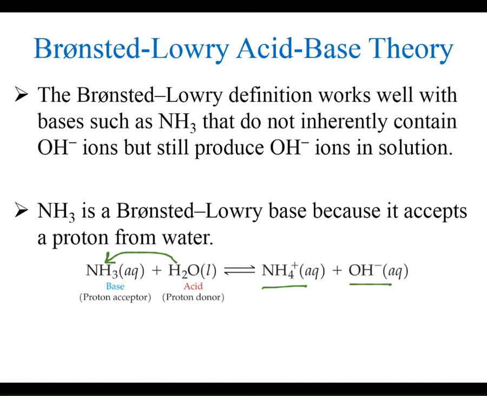Whichever one goes up by an H plus was the acid. Whichever one goes down by an H plus was the base. No, I'm sorry, the other way around. Whichever one goes up by an H plus must have accepted it. It was the base. So if you compare the left and the right side, which one went up by an H plus? NH3 to NH4 plus. So between the left and the right side, it gained an H plus. That makes it a base. H2O to OH minus. Between the left and the right side, it lost an H plus. That makes it the acid.